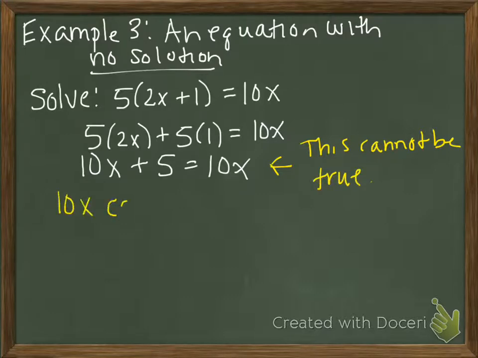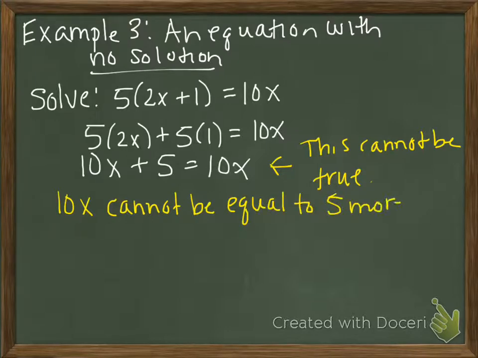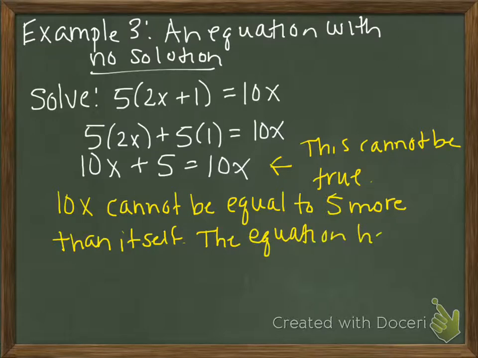And this can't be true, right? 10x plus 5 cannot equal 10x. 10x cannot be equal to 5 more than itself. So the equation has no solution.